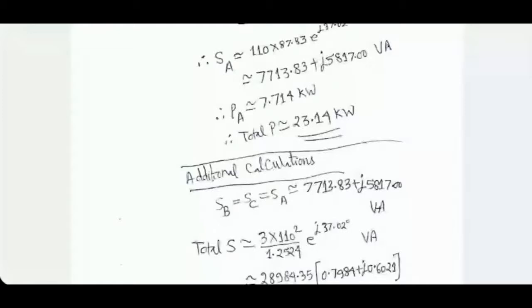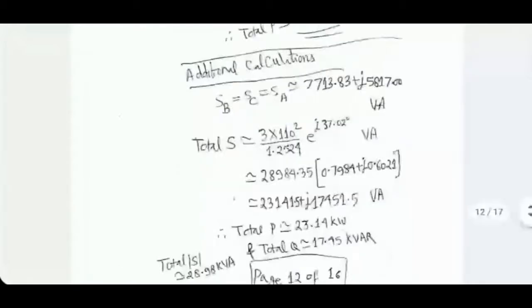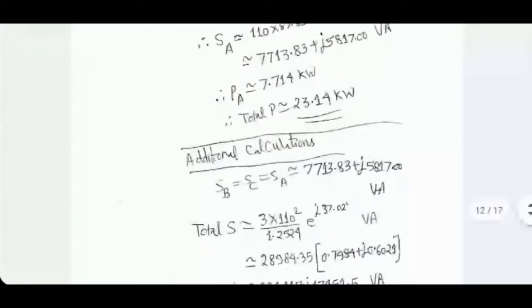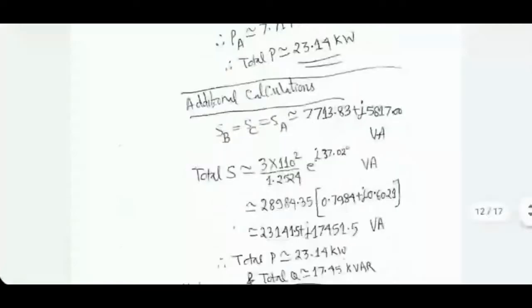So total complex power will be 3 times SA. Try to do it yourself. Verify this. Total P will be 3 times what we got for phase A. Total Q also will be 3 times what we got for phase A.